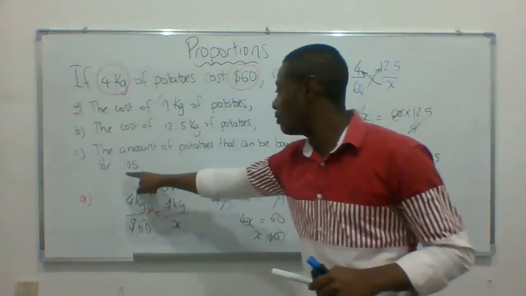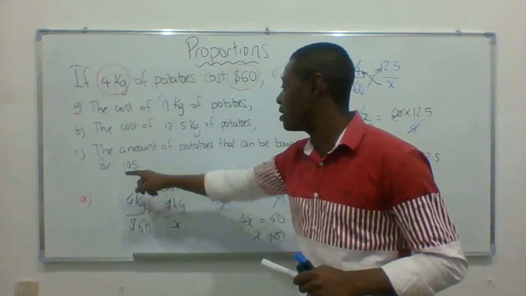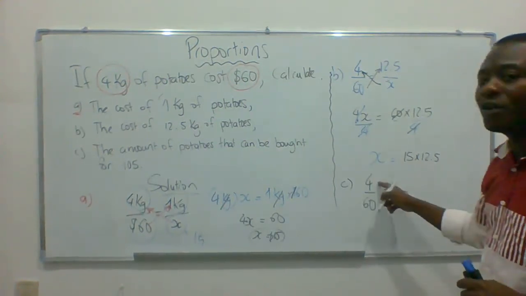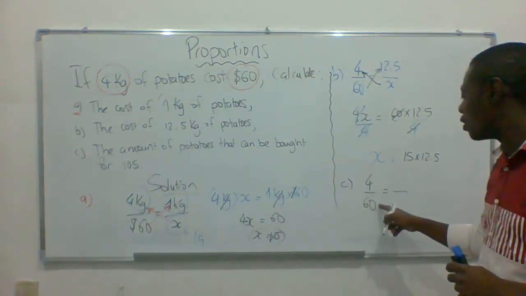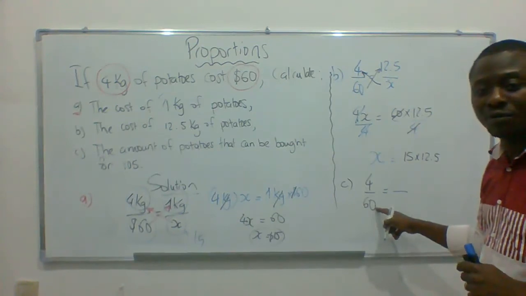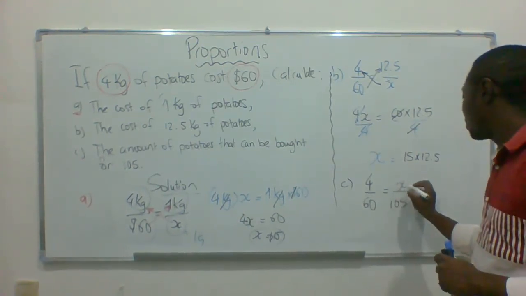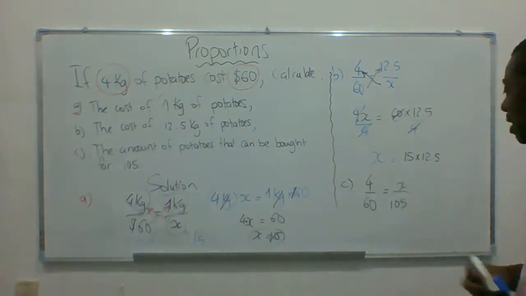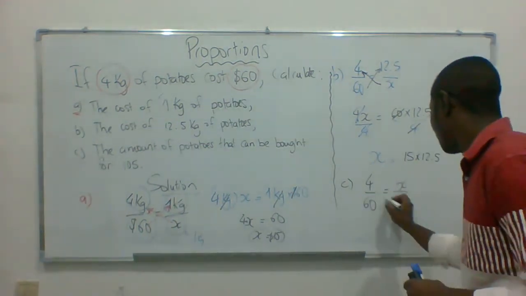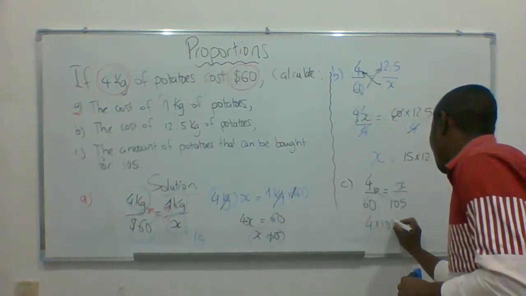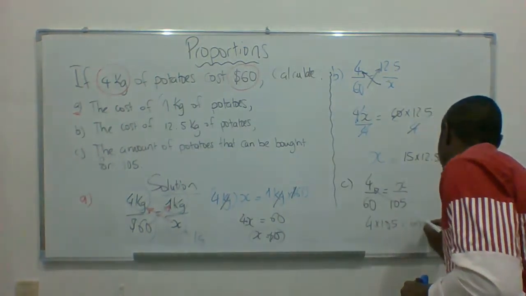And it says for the cost here, the cost is 105. So where is the cost? The 4 is kilograms and 60 is the cost, and the cost is at the bottom of the fraction. Then I'm going to put my cost at the bottom of the fraction, and here at the top I'll put an x. Then I will cross multiply. So it's 4 times 105. This is equal to 60x.